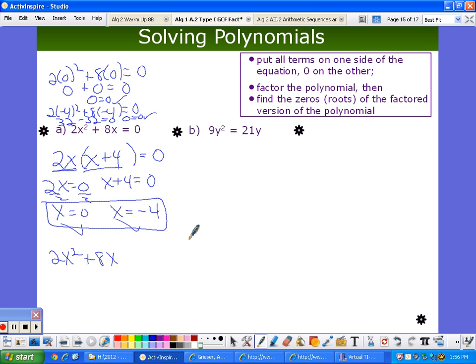Oh no. Oh, wait a second. Let's go back and look at what the rules are. Put all terms on one side, 0 on the other. How do I put all the terms on one side? What do I do here?